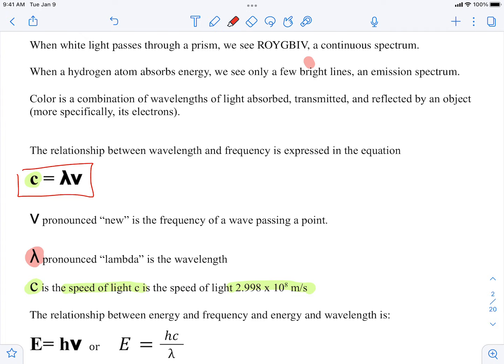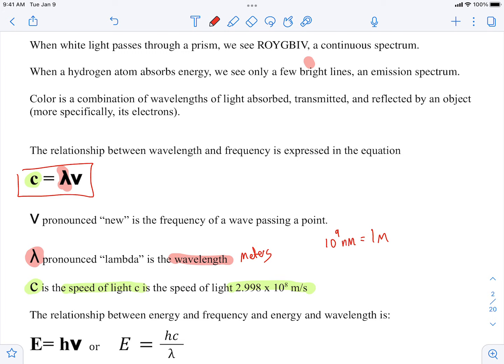This is lambda. Lambda is the symbol that's going to represent the wavelength. And remember that we want our wavelength in meters, but if it is provided to you in different units, you need to convert it to meters. The most common wavelength unit that you're going to see is nanometers. There are 10 to the ninth nanometers in 1 meter, and that's the conversion you'll use to go back and forth.